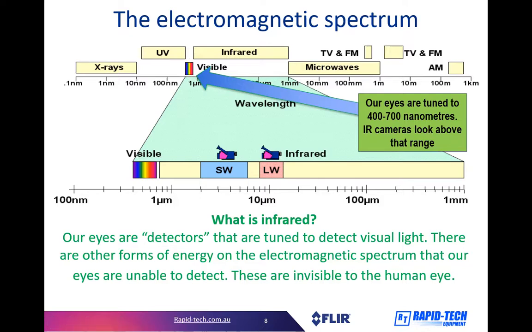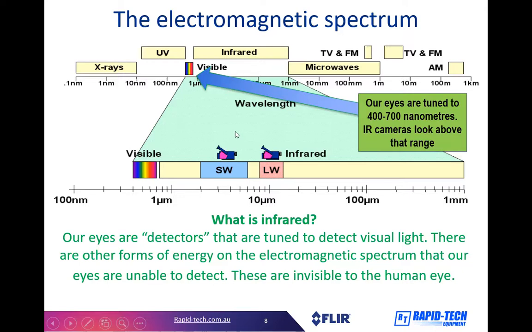Around the visible light spectrum, you can obviously see there are different types of spectrum, and just above the visible light spectrum is the infrared spectrum. So it's there, it exists all the time. It's just that our eyes cannot see it. And this is where thermal cameras come into play. They can detect that infrared spectrum beyond the visible spectrum.